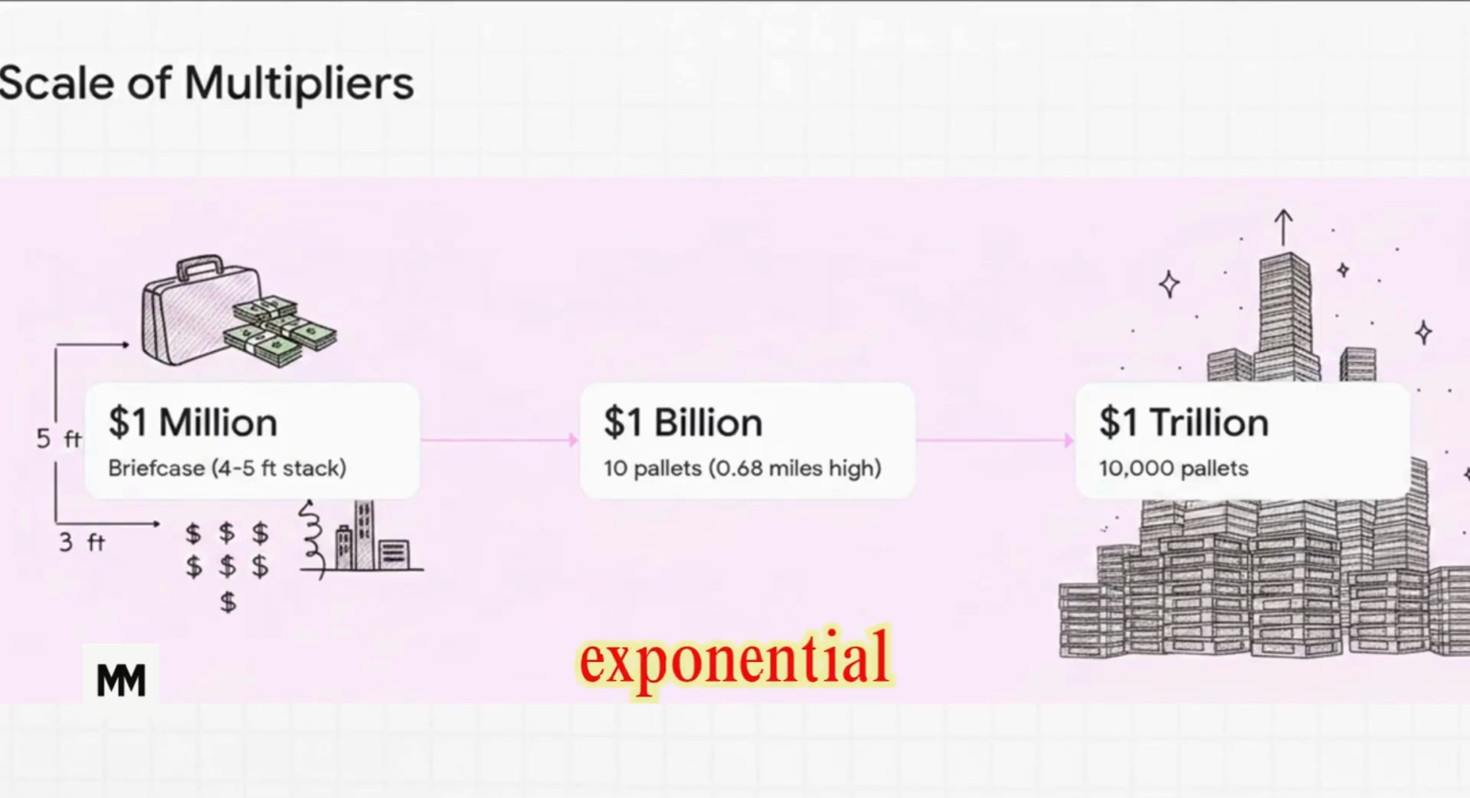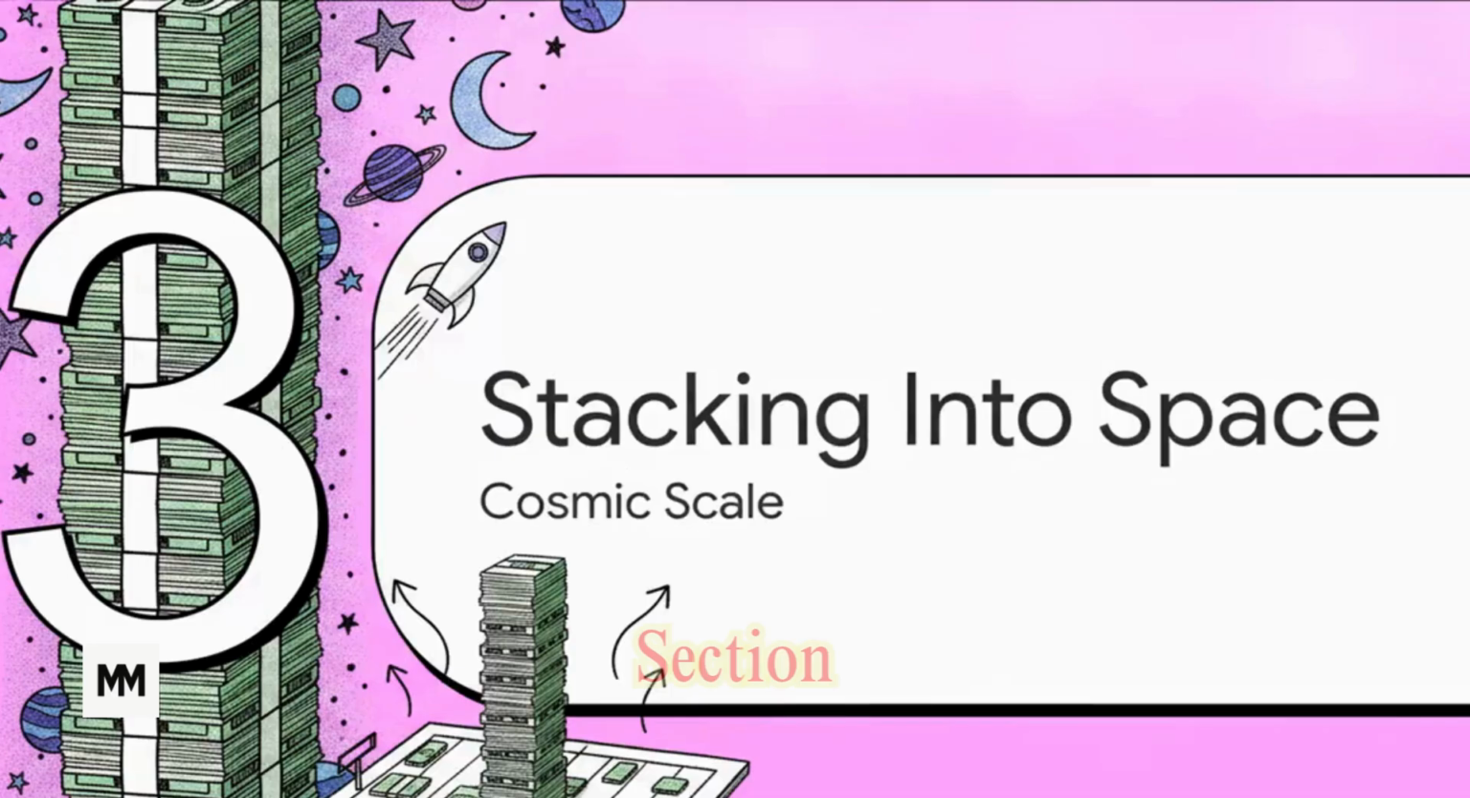Let's walk through the exponential cliffs of these multipliers, because it is honestly mind-blowing. Step 1 is our $1 million briefcase. Simple enough. For step 2, $1 billion, you need about 10 pallets. If you stacked $1 billion straight up into the air, it would be 0.68 miles high. That's already taller than many of the world's tallest skyscrapers. And remember, $1 billion is just a tiny, tiny fraction of our goal. To reach step 3, a full $1 trillion, we have to take that skyscraper-sized stack of $1 billion and multiply it by 1,000 times.